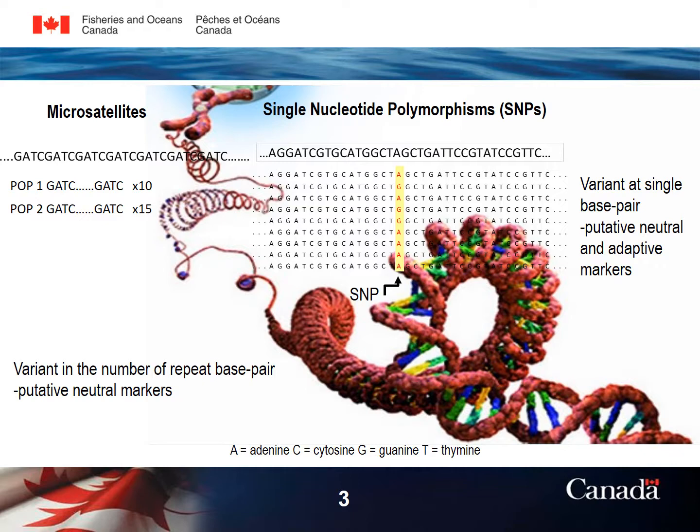SNPs, on the other hand, vary at a single base pair, as seen in yellow. The frequency differences of many SNPs are indicative of a population. While microsatellites are from non-encoding regions of the genome, SNPs are abundant throughout the genome and can be from encoding and non-encoding regions.